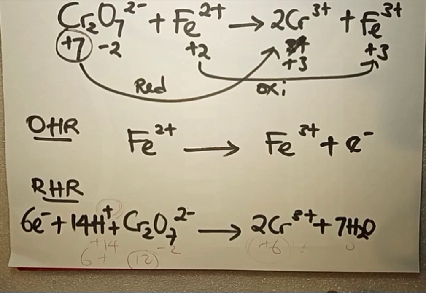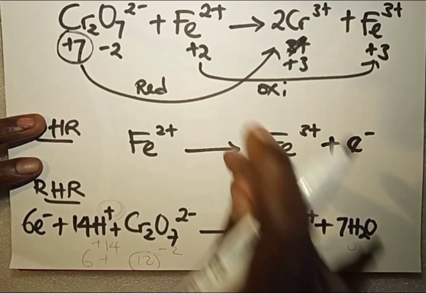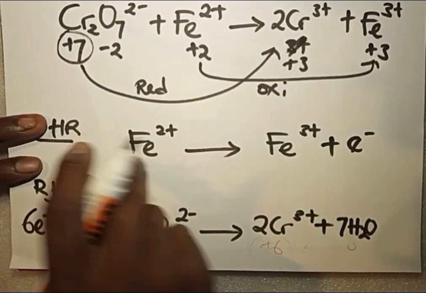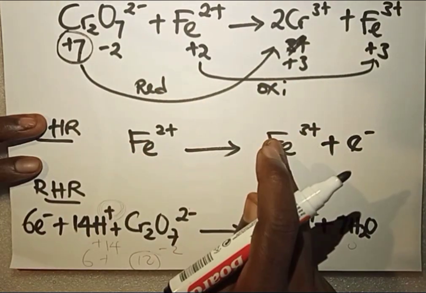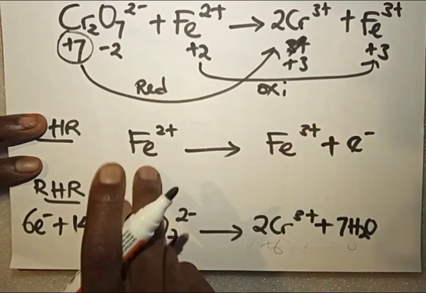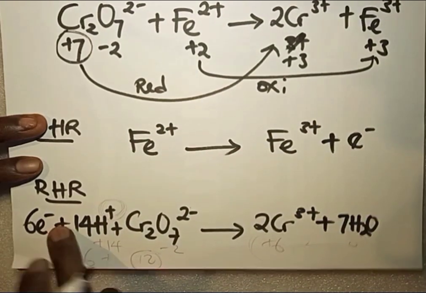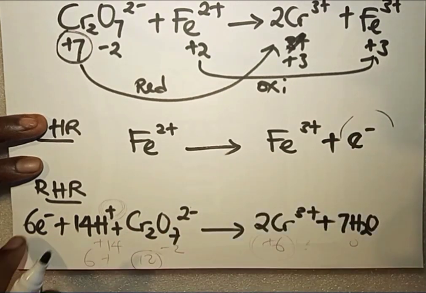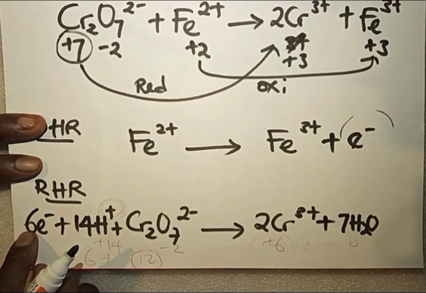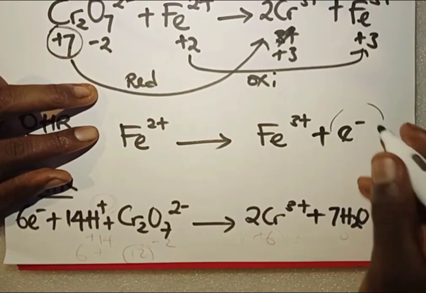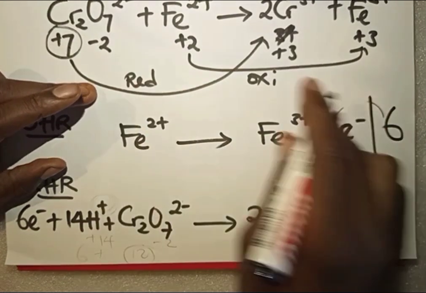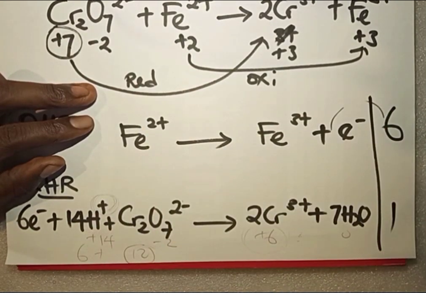Now everything is balanced. What is remaining is the number of electrons lost. Since here electrons were lost, is the number of electrons lost equal to the number of electrons gained? It is not. Why? Because here we have 1 electron, here we have 6 electrons. What are we going to do? We are going to multiply this equation by 6 and this equation by 1 so that we balance up.